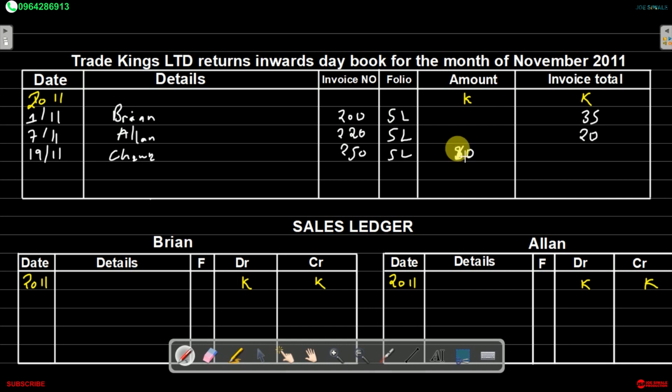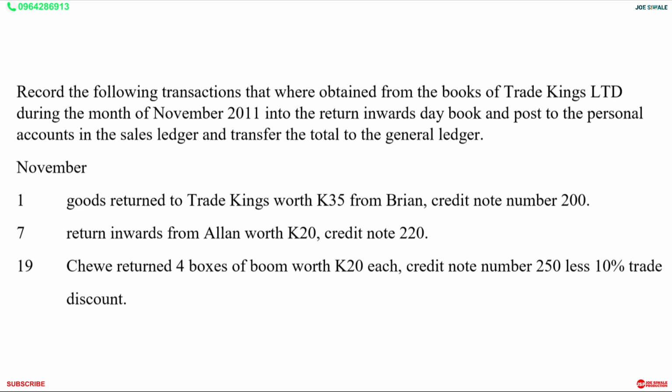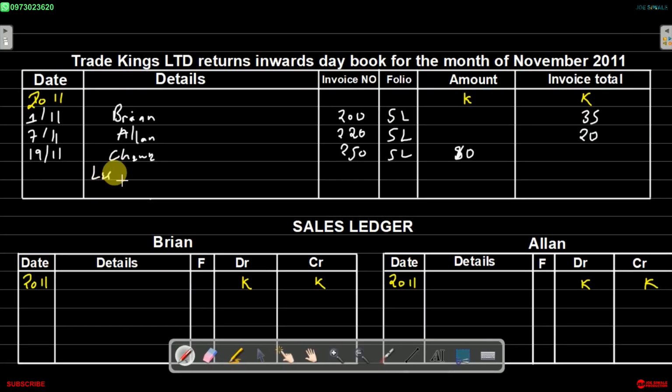And we've been told less 10% trade discount. So we are going to say less 10% trade discount. So say 10% of 80 kwacha, the answer is 8. And to say 80 minus 8, the answer is 72. So we are done recording our transactions.